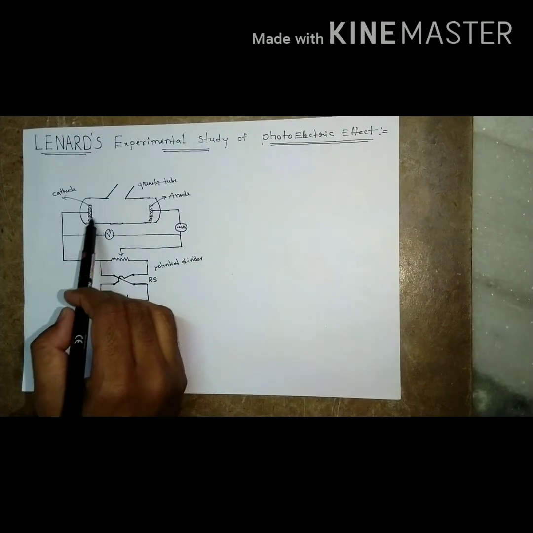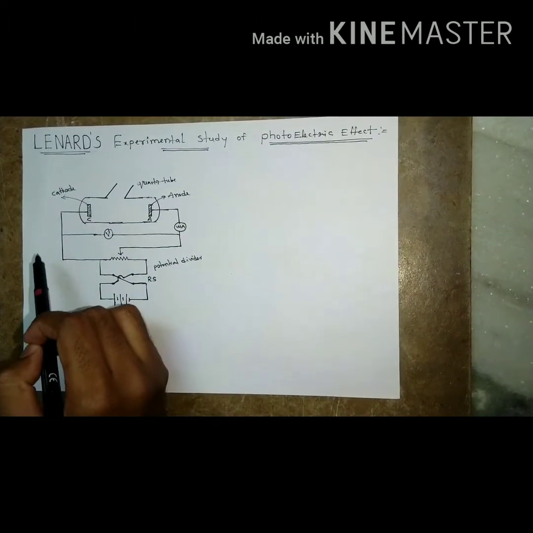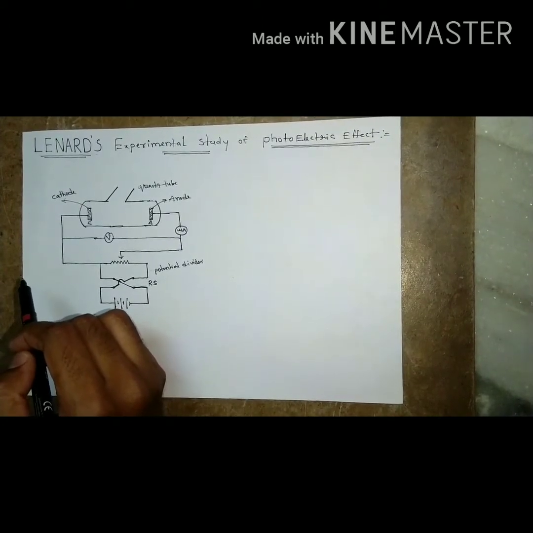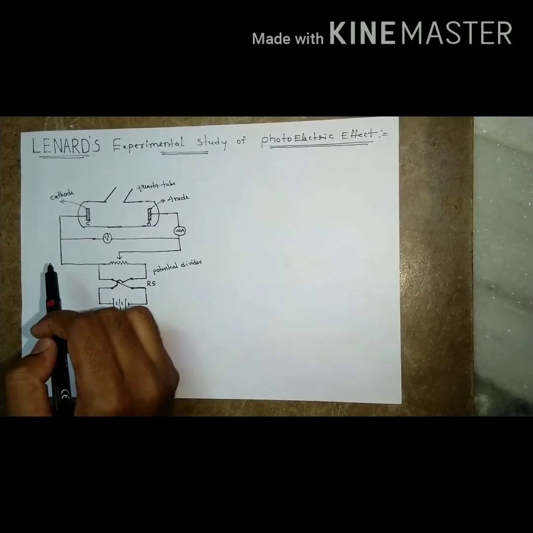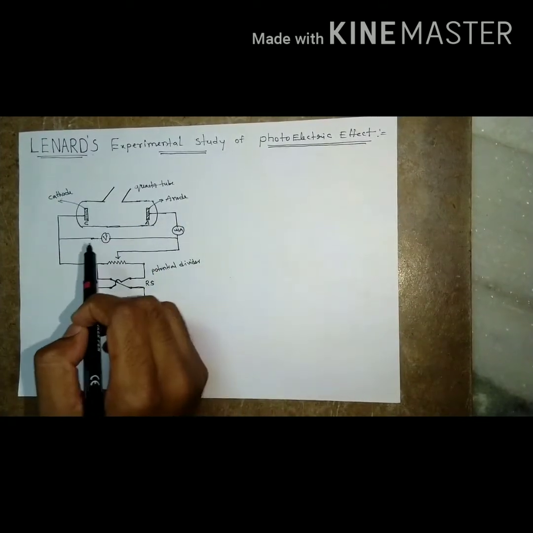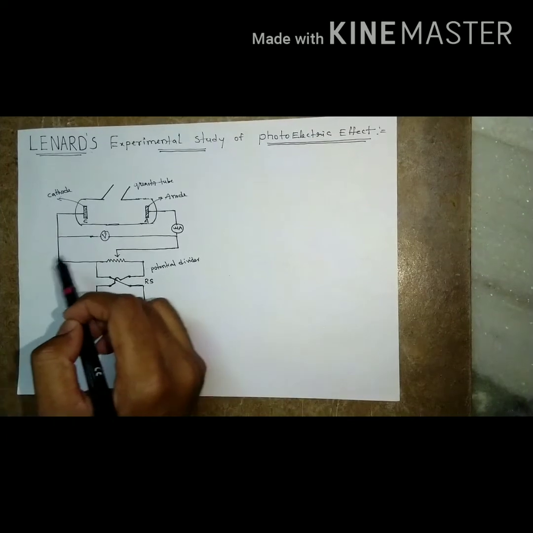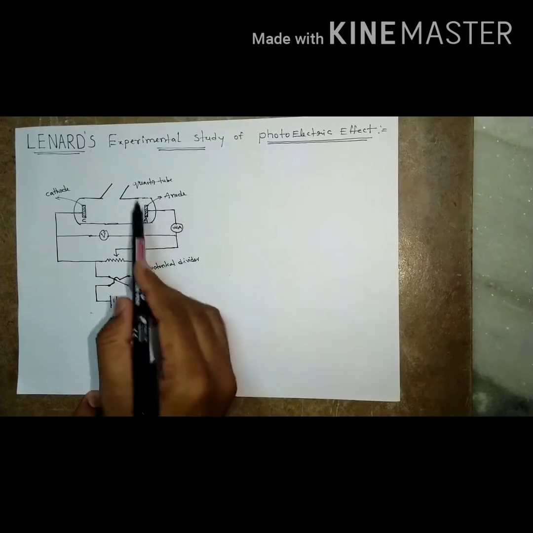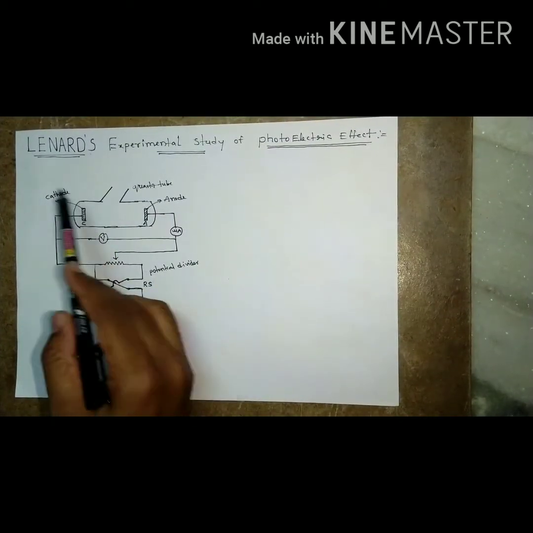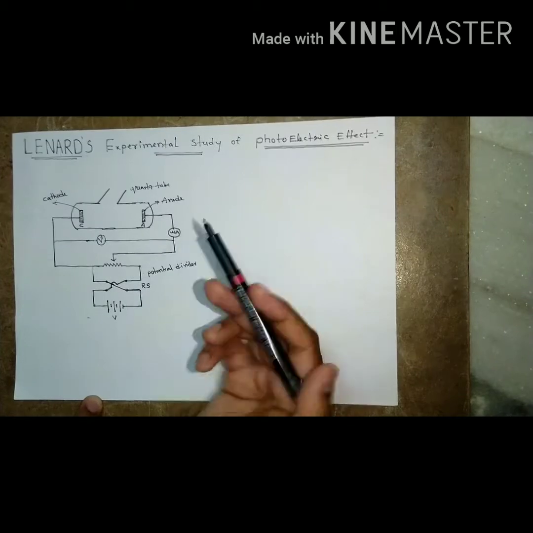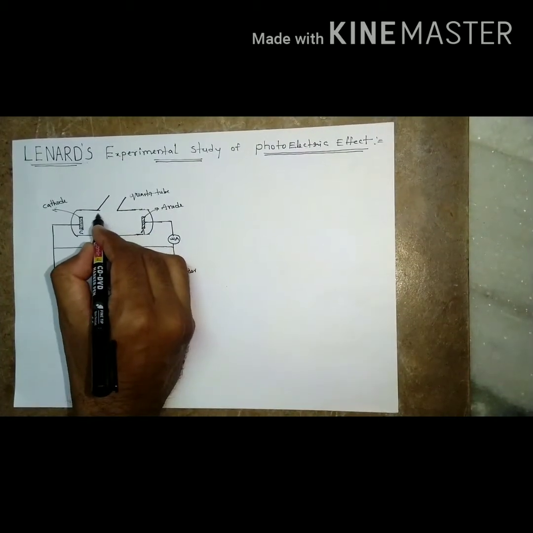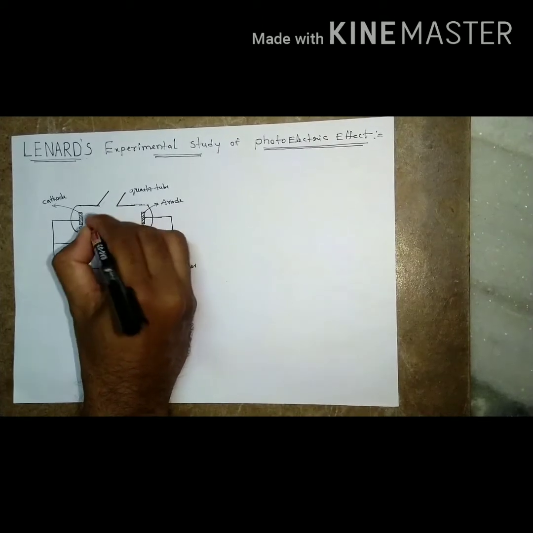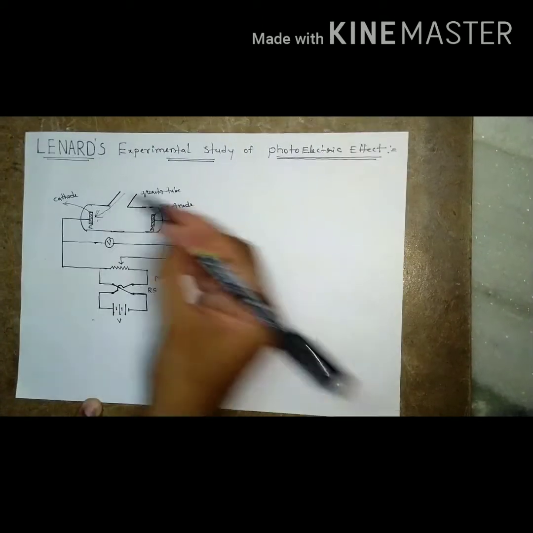And this is the cathode. It is the photosensitive substance. What is a photosensitive substance? When visible light is incident on the metal surface, electrons are released from the metal surface. Such substances are called photosensitive substances. This is the cathode and this is the anode. The anode is also called the collector, and the cathode is also called the emitter. These two are the electrodes. Now when light is incident on the metal surface through this window, what happens?